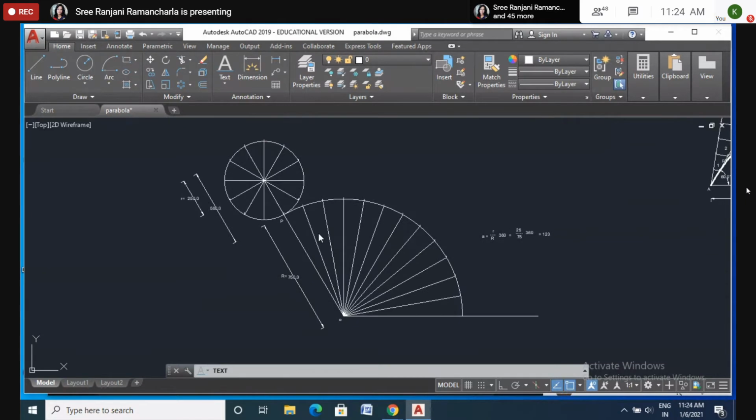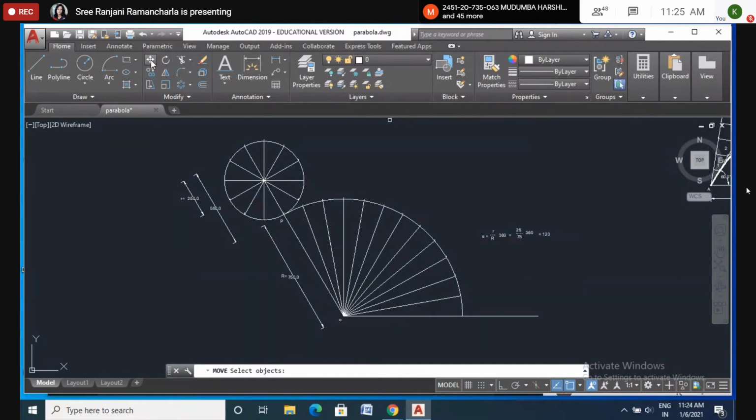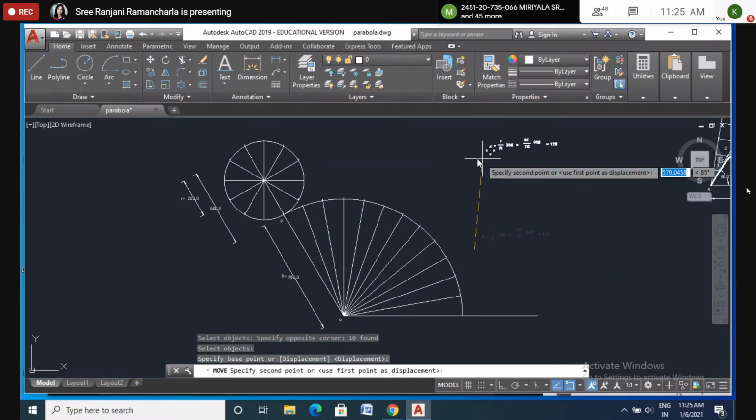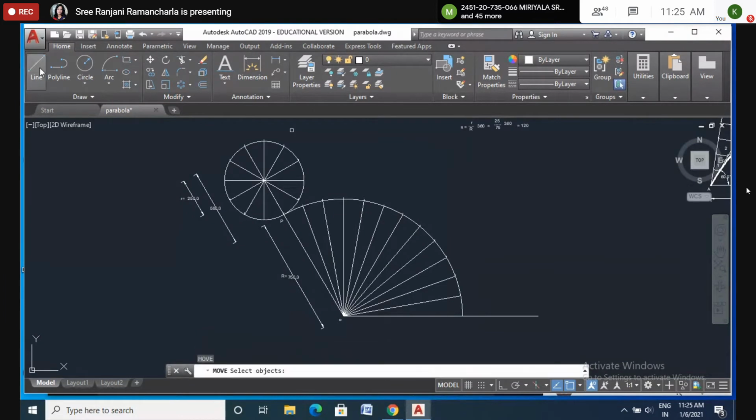So here I'm drawing this one. I'll shift it, I'll move this one here, because I want to draw an offset. I will take this as an offset. So what you have to do is draw this line, taking this as a radius. So let's see here.